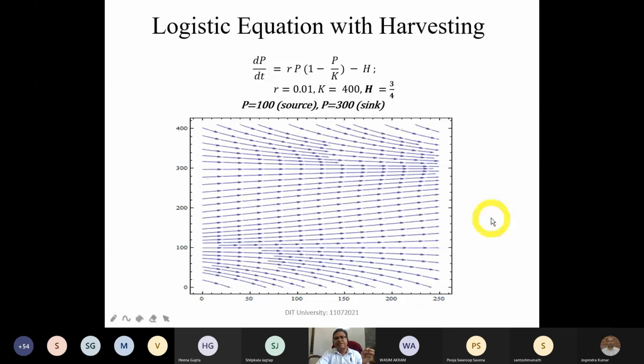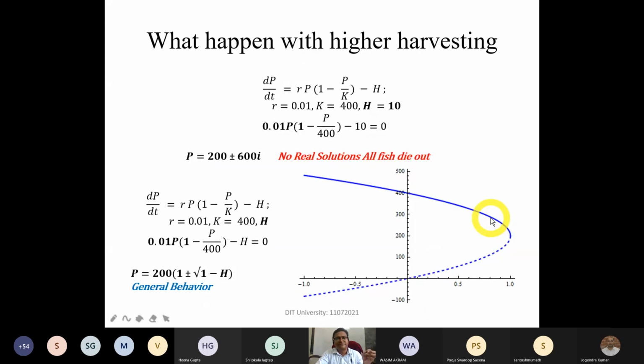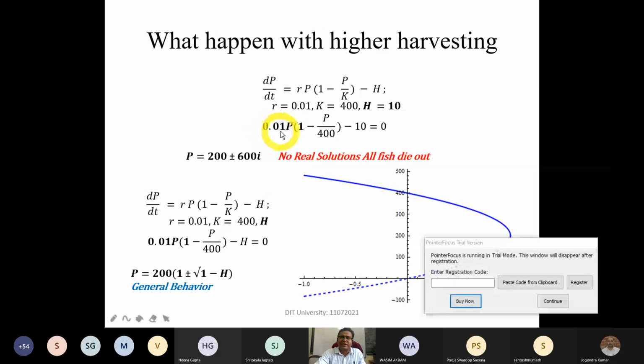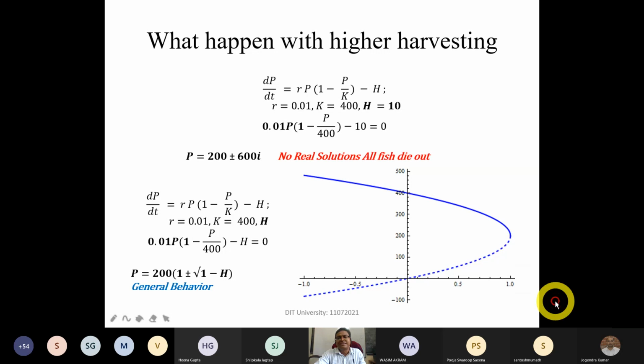But what happens if I increase my harvesting? Suppose I harvest at the rate of 10. What happened? Well, just solve it. Putting r equal to 0.01, K equal to 400, P comes out to be 200 plus or minus 600i, right? So there is no solution. That means all the fish die out. You cannot have the higher harvesting.